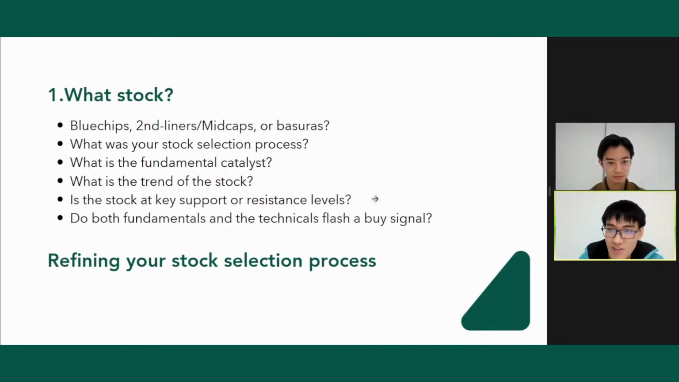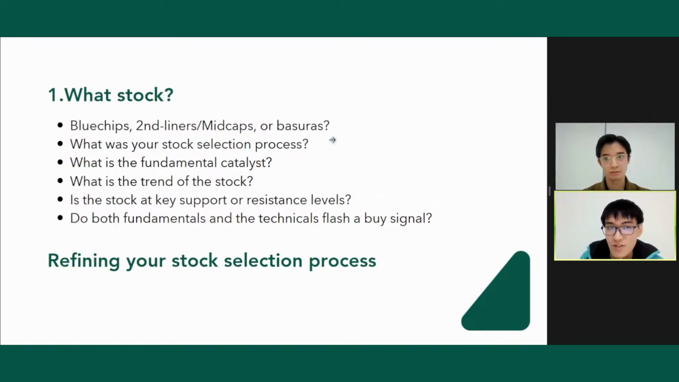Was it a buy on support or buy on breakout trade? Then the most important is, did both fundamentals and technicals flash a buy signal? Did they go together? Or did you just rely on one? Parang you relied on technicals pero you didn't even check the fundamentals, diba? So it's really thinking back, were the fundamentals and technicals aligning? That's how you determine if your stock selection was good or not. So that's what you have to review here.